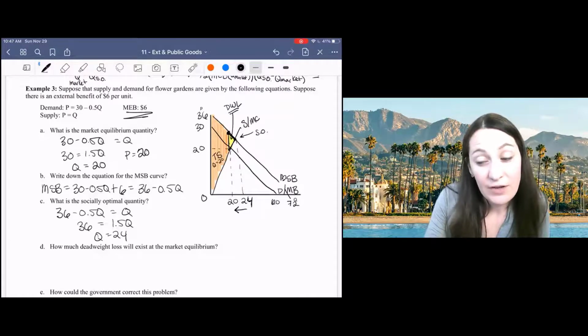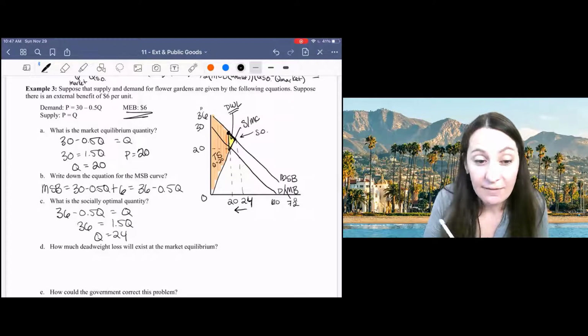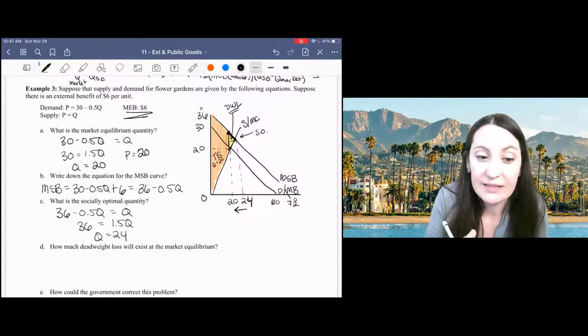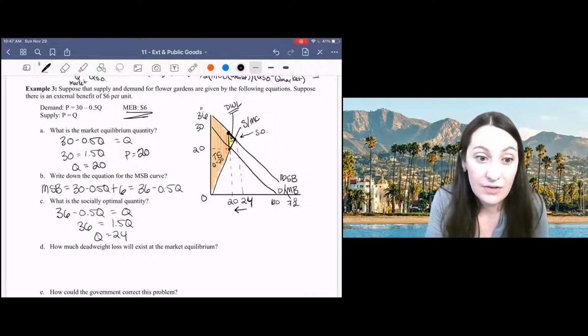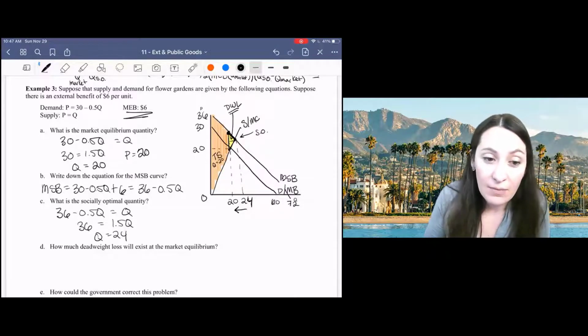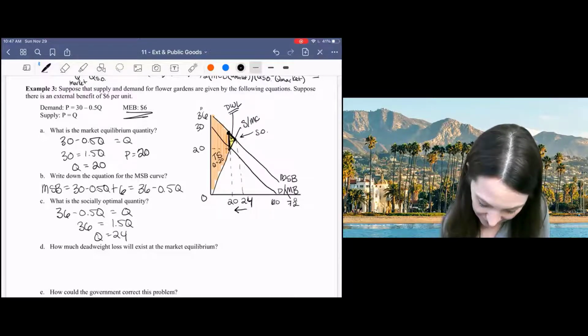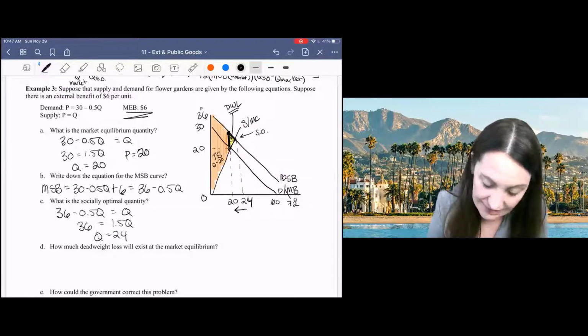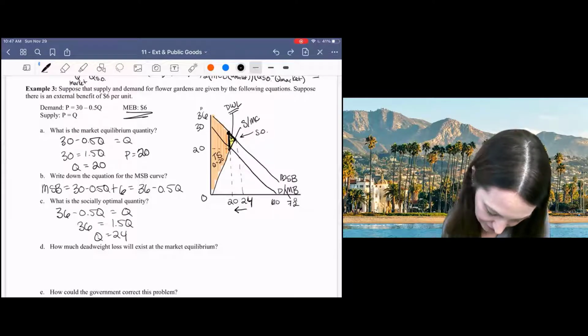So you want to figure out where the areas are on your graph that you need to calculate and then calculate them. That sounds simple, but sometimes people get confused. So first identify the area on the graph that you want to calculate, and then you can calculate it. Now, what we need to do is figure out what is the marginal external benefit at a quantity of 20, because that's the vertical distance here on our deadweight loss triangle.